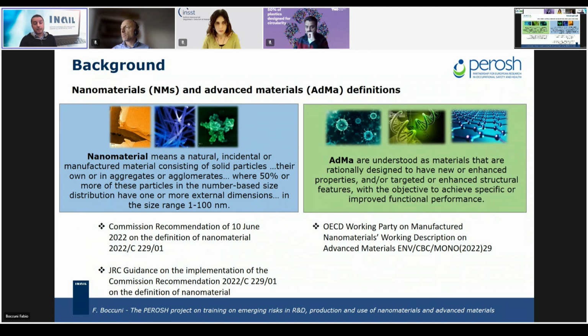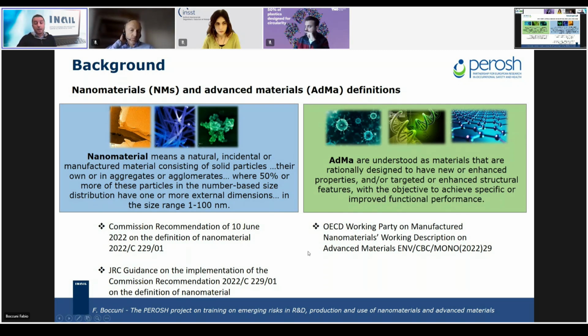Nanomaterial is defined as a natural, incidental or manufactured material consisting of solid particles, aggregates or agglomerates, where 50% or more of the particles have a size distribution in the range from 1 to 100 nanometers. This is a very complex definition, but it is very comprehensive. And then the JRC made a guidance to correctly apply this definition of nanomaterials.